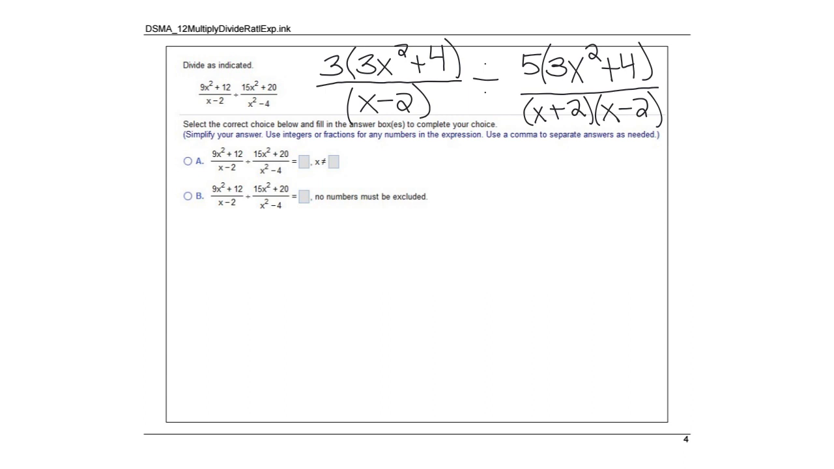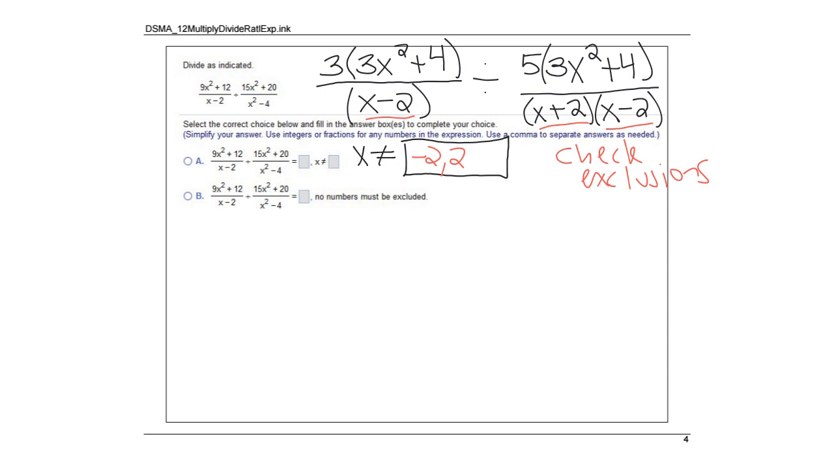Okay, so let's go ahead and check for our exclusions. We always want to do that before we do our keep, change, flip. Okay, so we're going to check for exclusions. And we have a positive 2 here, we have a negative 2 here, and we have a positive 2 here. So let's put negative 2 and positive 2. Okay, remember we're setting each of those equal to 0. So you set x minus 2 equal to 0, that gives you 2. X plus 2 equal to 0, that gives you negative 2, and so on.